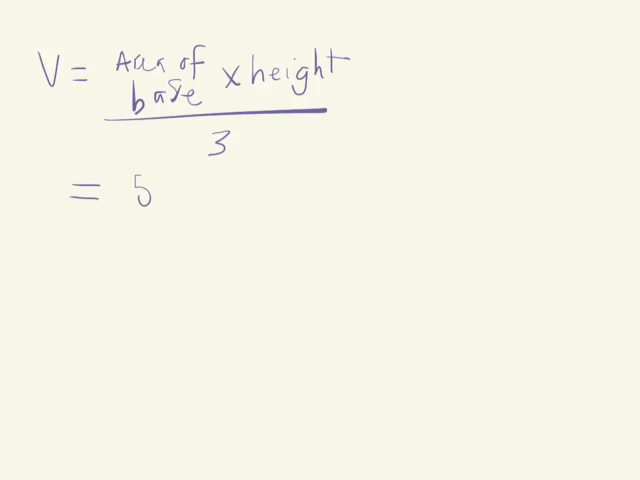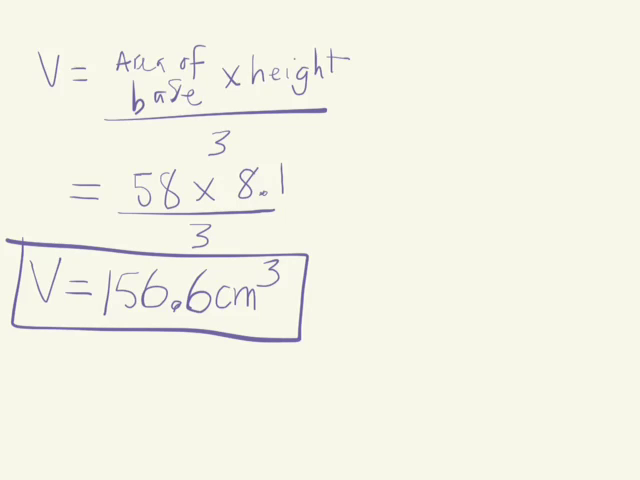Good. The area of the base was 58 centimeters squared, and the height of the pyramid given was 8.1, and we need to divide that by 3 to figure out the total volume. What's the total volume of this pentagonal-based pyramid? We want to fill up this lamp, and we know the space occupied inside the lamp is 156.6 centimeters cubed. If 1 centimeter cubed equals 1 milliliter, how many milliliters would this be equal to?